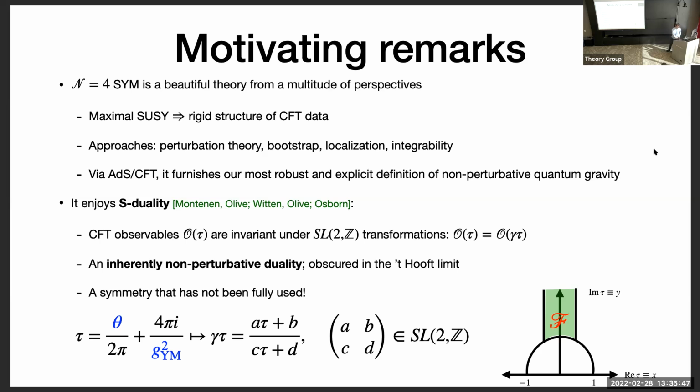So obviously, at the risk of stating a tautology, N=4 is an extremely beautiful theory from a myriad of perspectives. It's a maximally supersymmetric gauge theory in 4D, which leads to a very rigid structure of the CFT data. And over the years, it's been approached from a wide variety of perspectives. There's perturbation theory, complemented in recent years by modern bootstrap techniques. For supersymmetric observables, you have localization, and then at large N, you have integrability. And of course, a big part of our underlying motivation here is that via AdS/CFT, it furnishes our most explicit and robust definition of non-perturbative quantum gravity.